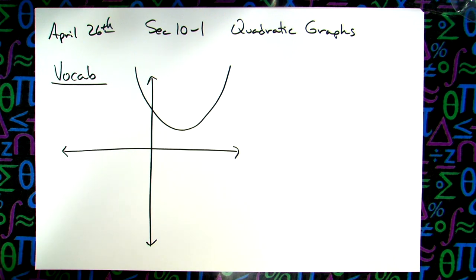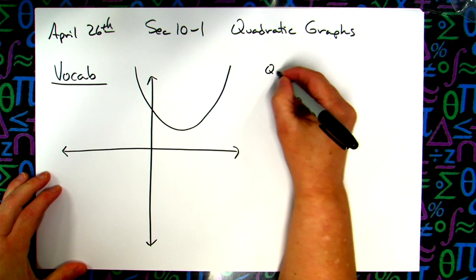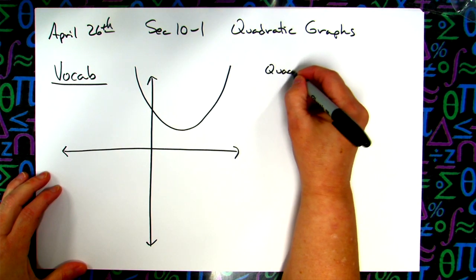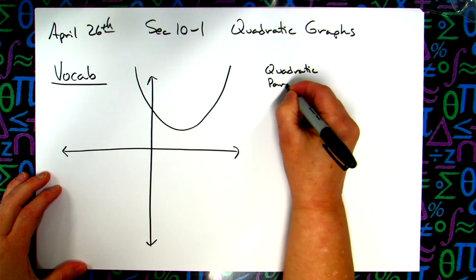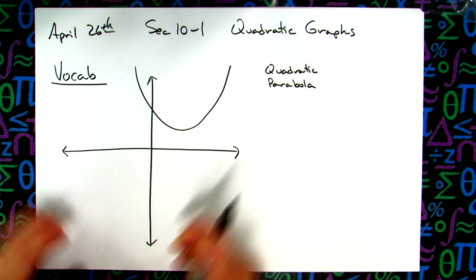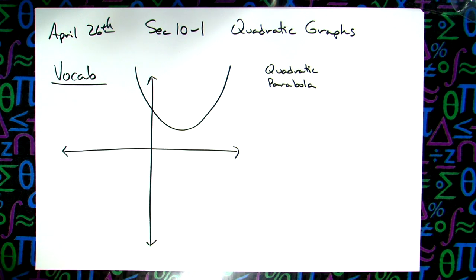This can be called a quadratic. It can be called a parabola. So there's your two vocab words for it. It can be a quadratic. We can call it a parabola. Now, they will be in certain places, but like I said, this is a rough sketch.